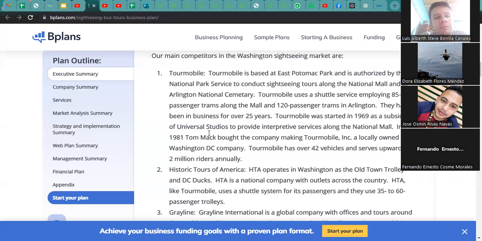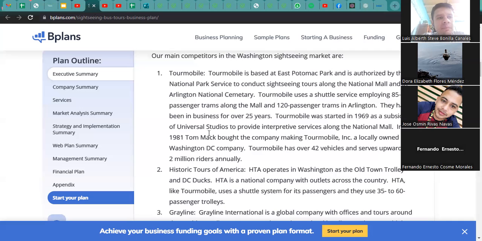It says that it started in 1969 as a subsidiary of Universal Studios. That is important because that means that they can invest money at any time. So it's going to be a very big company. What else? Another person bought the company and now it is another kind of company there.